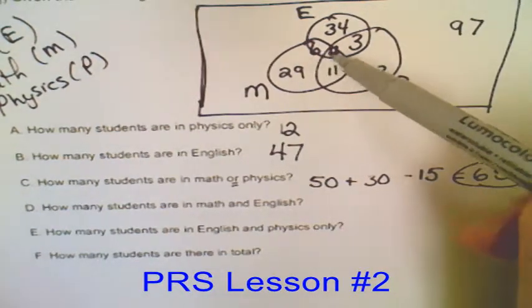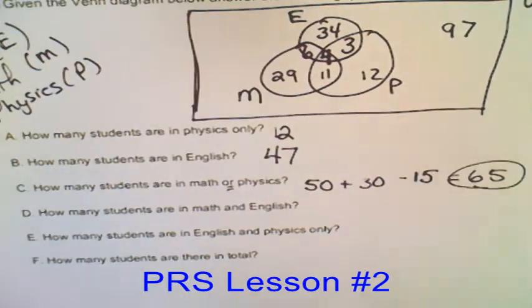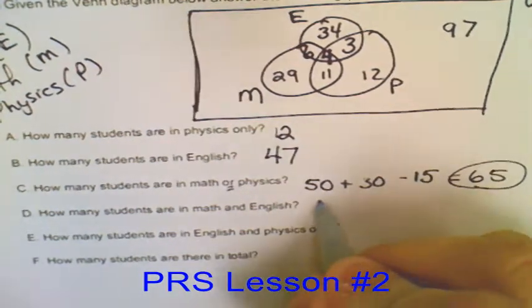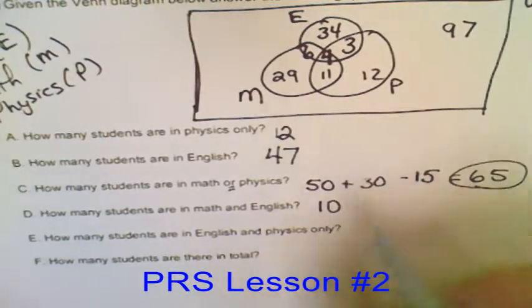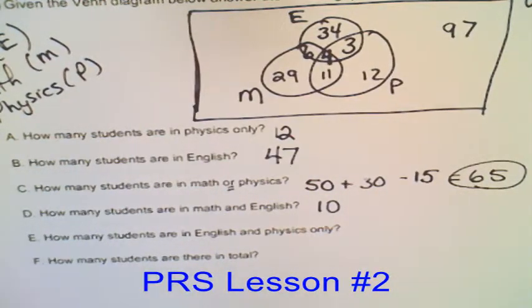So I can either subtract the 15, or I could have not added the 15 to one of them. However you do it is fine, but I just want to make sure that that's clear. So 50 plus 30 is 80, minus 15 is going to be 65. There are 65 students in math or physics. So I just really quickly want to caution you, because those are the sorts of mistakes that we do see.